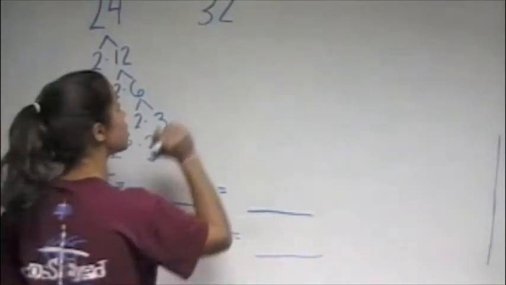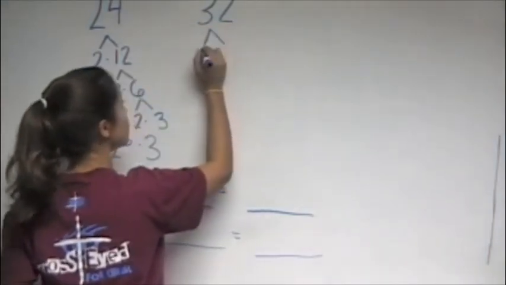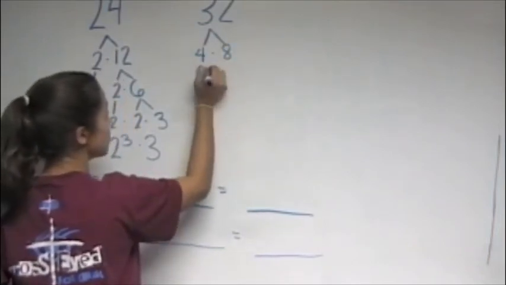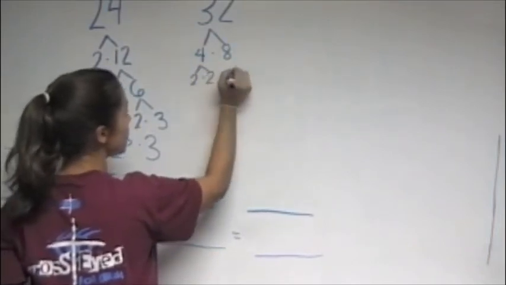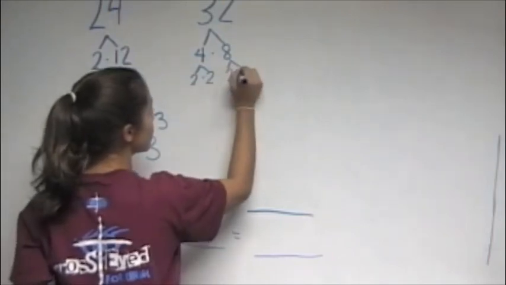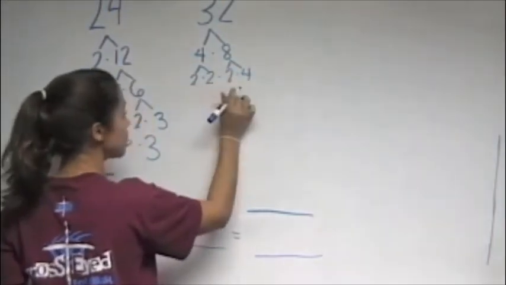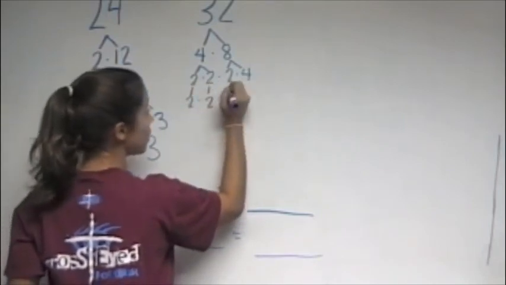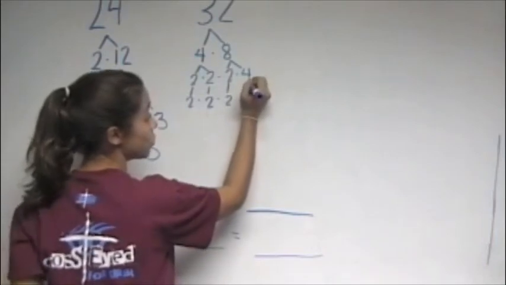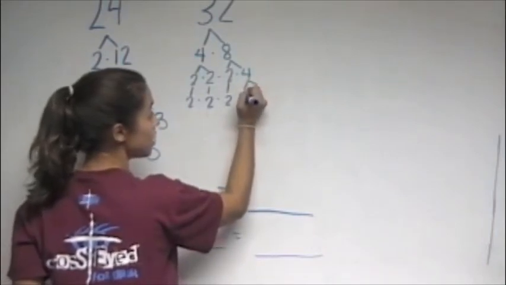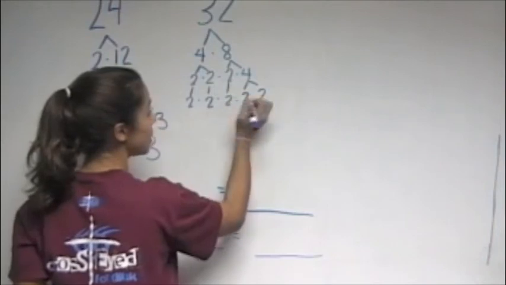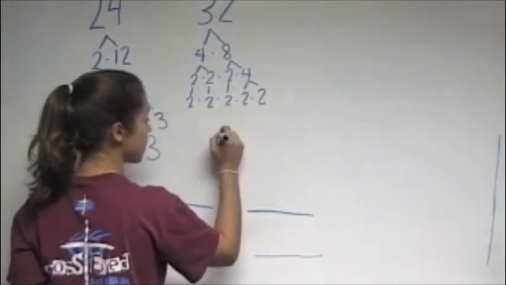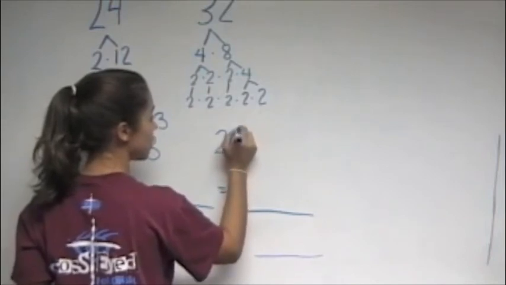Our next number is 32. I'm going to use 4 times 8. Now 4 breaks up into 2 times 2, and 8 breaks into 2 times 4. These 3 2's are prime, so we just bring them down. But this one is not, so we break it into another one, 2 times 2. We now have 5 2's, and they're all prime, so we write it in exponential form, 2 to the 5th.